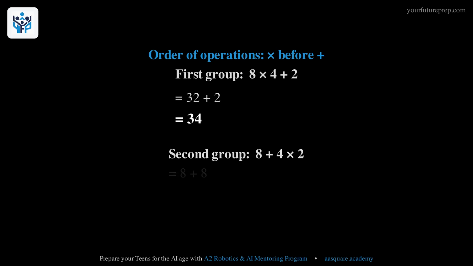Now the second group, 8 + 4 × 2. Again, multiply first. 4 × 2 is 8. Then 8 + 8 gives 16. Finally, subtract the second group from the first. 34 − 16 equals 18. So the value is 18, which is choice D.